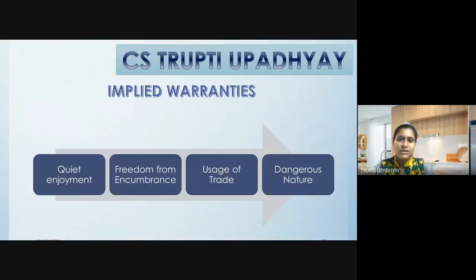Now we'll learn about the implied warranties. There are four implied warranties: quiet enjoyment or possession, freedom from encumbrances, usage of trade, and dangerous nature.